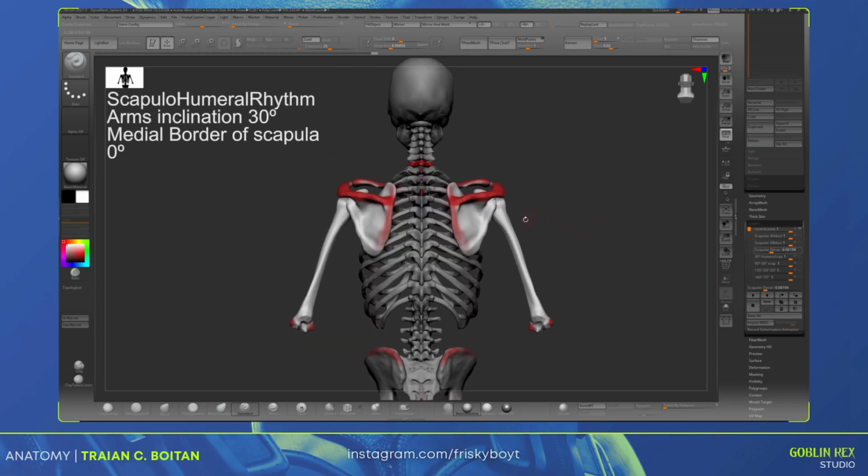And the last is scapulohumeral rhythm, which is given by the rising of the arms. Usually in the first 30 degrees of the arm inclination, in reference with the spine, the movement of the scapula is usually zero.